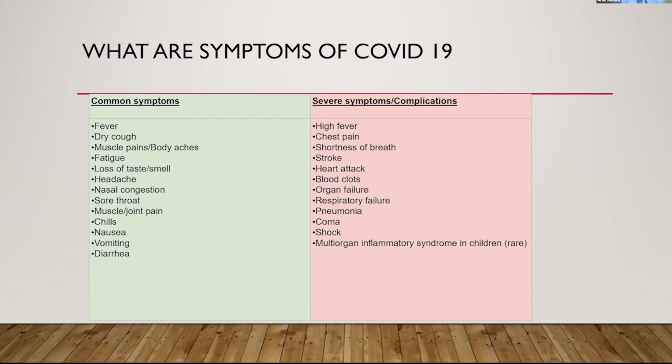What are some more severe symptoms of COVID-19 or some of the complications? People can have chest pain, shortness of breath. There have been multiple reports of stroke and heart attacks, as well as other blood clots that occur with COVID-19. Again, these are not common, but these are potential complications from the virus and the reaction to the virus. There have been individuals with organ failure, respiratory failure, pneumonia. And then in rare cases, there have been reports of multi-organ inflammatory syndromes that they saw in children. Again, I want to emphasize most children do not get very sick from this virus, but there have been reports that some may develop this inflammatory process.